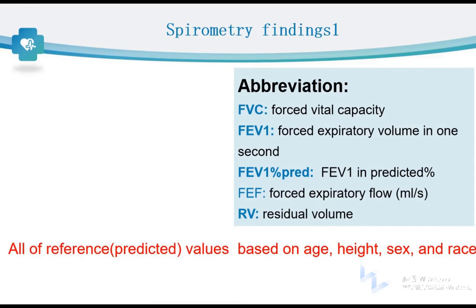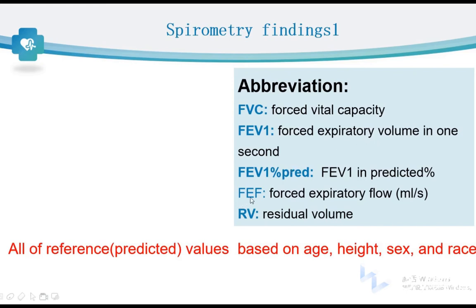And now, let's move to the most important examination for the COPD patients. That is spirometry. Firstly, let's look at the items in the spirometry. The first one is the FVC, forced vital capacity. We can ask the patient to do deep inspirations and after that to do the forced expirations. The second one is FEV1, means the forced expiratory volume in the first second.